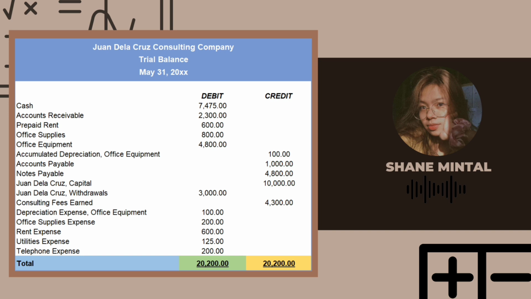Lastly, we have Juan de la Cruz withdrawal recorded in the debit side of the trial balance. Juan de la Cruz withdrawal means it is the money taken out by the owner, Mr. Juan de la Cruz, for personal use. When the owner withdraws money from the company, it doesn't affect the assets or liabilities. However, it reduces the owner's equity, or the amount that the owner has invested in the business. So to maintain the balance in the accounting equation, the withdrawal amount is recorded as a debit entry.